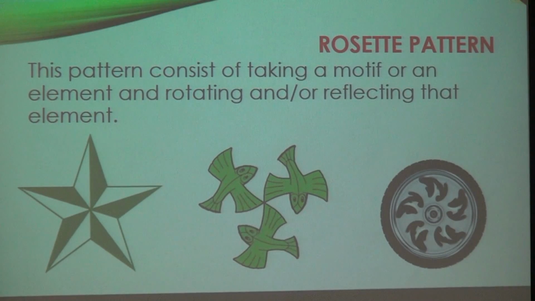What's the motif there? If you just look at this point, that point is being rotated 1, 2, 3, 4, 5 times. 360 divided by 5, what is it? 360 divided by 5 is 72. So if I rotate this motif 72 degrees, you form this one, another 72 degrees, you form this, and so on.